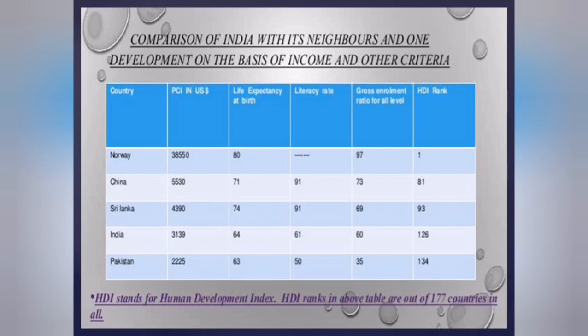And when we compare India with China, Sri Lanka, and Pakistan, China's and Sri Lanka's HDI rank is better than India because indicators like per capita income, life expectancy, literacy rate, and gross enrollment ratio are all more developed compared to India. The HDI rank of China is 81, Sri Lanka is 93, and India is 126. Only Pakistan comes below India. The HDI rank of Pakistan is 134.